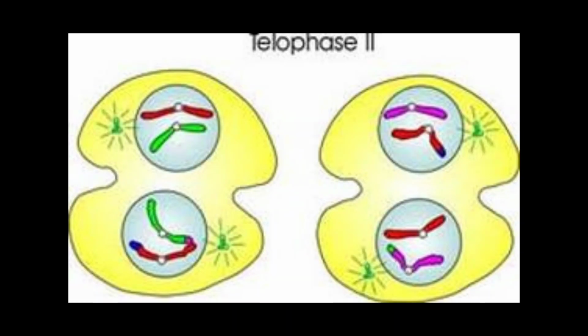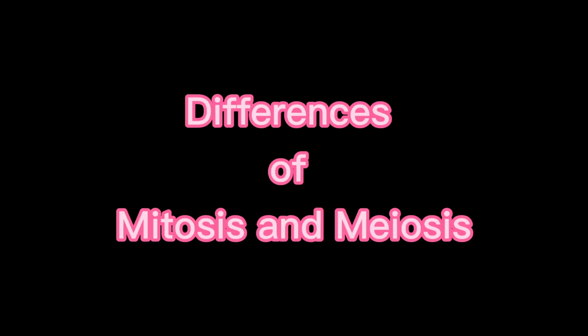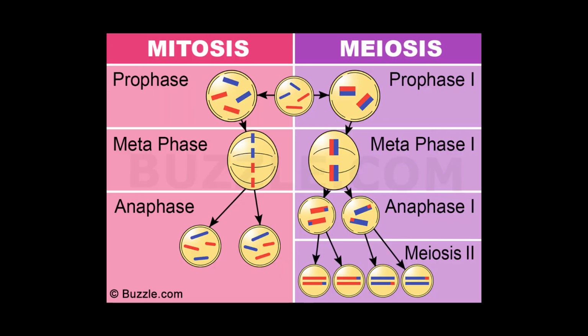So in telophase 2, the sister chromatids in each individual cell begin to uncoil and the nuclear envelope reforms once again, and the cytokinesis proceeds, producing 4 unique daughter cells. So those are the M phase of the cell cycle. And now let's talk about the differences of mitosis and meiosis.